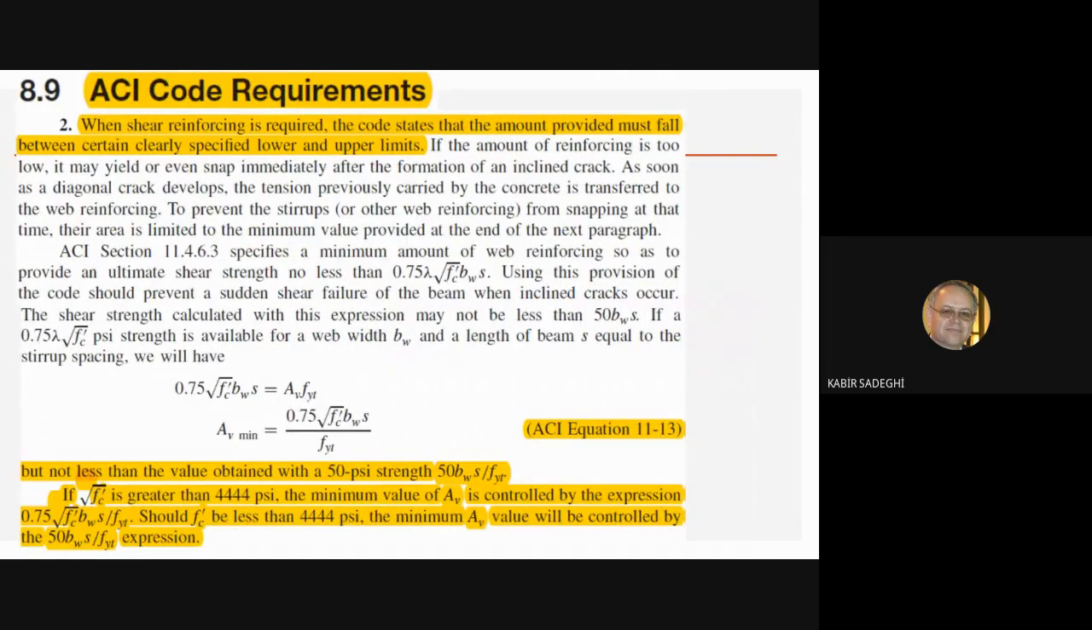Now let's see what the ACI code requirements are. For example, when we calculate the area of the stirrup, we should find a minimum for that. The Av minimum comes from this formula: s spacing between stirrups, bw, fy, and so on. But this should not be less than one value, for example, the value obtained with 50 bw s over fyt. So we have one formula here and another formula here. Both of them should be verified.